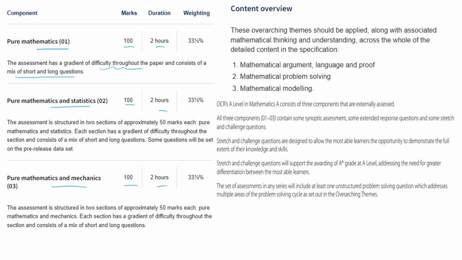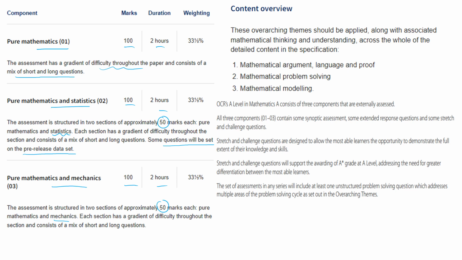For the pure and stats, there's 50 marks worth of pure and 50 marks worth of stats, and some of the questions will be set on the pre-release data set, which is on the OCR website. And then the same for mechanics, 50 marks on pure and 50 marks on mechanics.